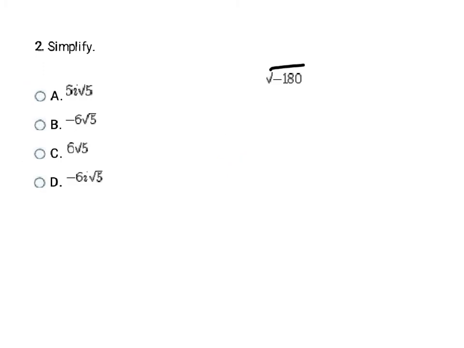Okay, this problem's going to be done similarly. I see that there's a negative underneath my square root, so the first thing I'm going to do is pull out a -1. And then I'm going to look at 180. What's the largest perfect square number that divides into 180? That's going to be 36. So I'm going to pull out a square root of 36, and 36 times 5 gives me 180. So I've broken down -180 into -1 times 36 times 5.